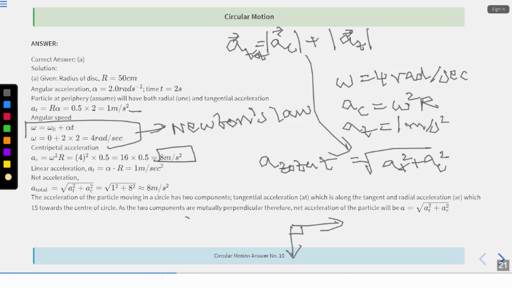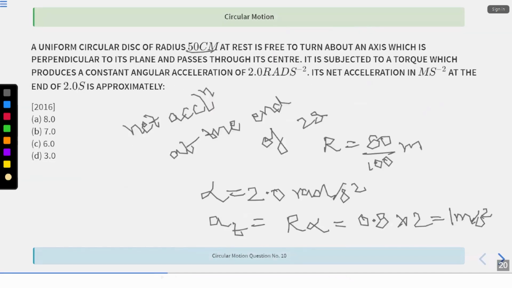So basically, if there is a body moving in a circular motion, let's say over here, A tangential is in this direction, and then A centripetal is towards the center. So we have to calculate this acceleration, and that is A total. So with that, you'll get approximately 8 meter per second square, okay? And that will be our option A. Because they have told approximately, we need to tell it, right?